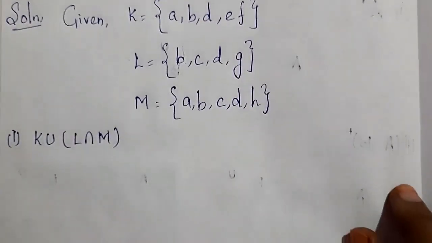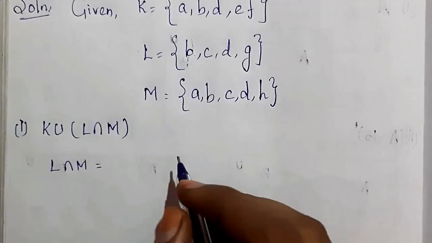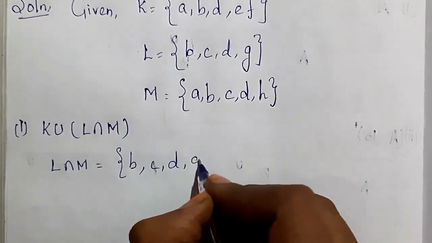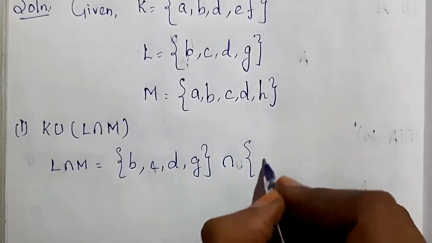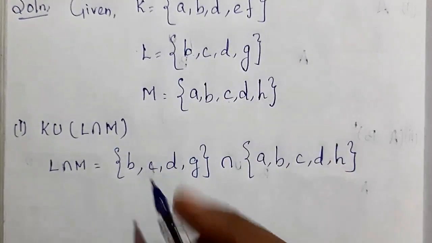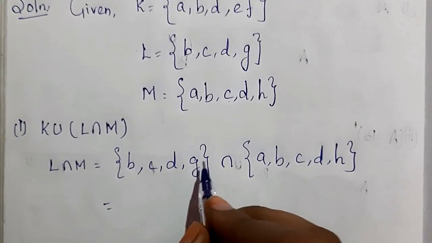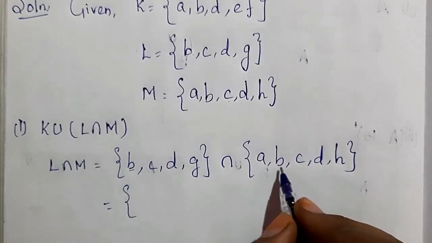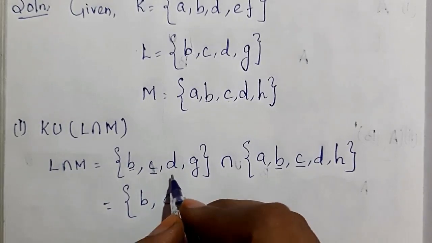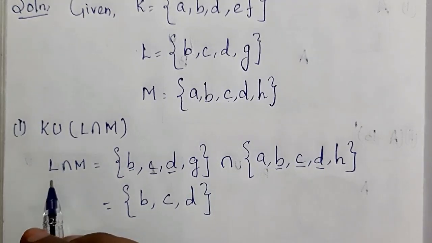You know that first we have to consider L intersection M. So L intersection M equals, for this, write the L value first: the set of all b, c, d and g, intersection, then the M value a, b, c, d, h. Next we do the intersection. Intersection means the common elements from both sets. B is here, also B is here, so write B. Then C is here, C is also there, so write C. Then D is common, write D. No other common elements, so L intersection M is b, c, d.